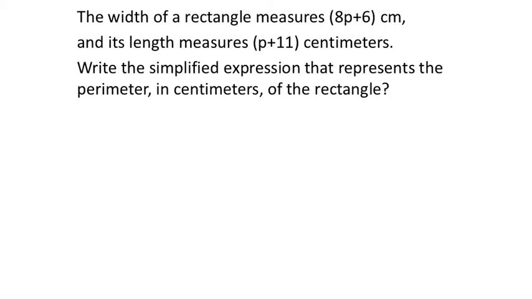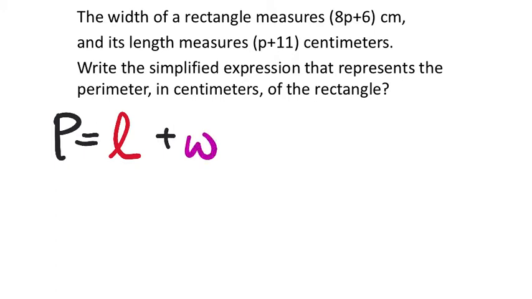So yeah, you're gonna see problems like this one on the assignment. You got a rectangle whose width measures 8p plus 6, and the length is p plus 11. It's asking us to find the perimeter in centimeters of the rectangle. It may be useful to remember that perimeter is the same as taking length and then adding your width, and then just kind of repeating that right there.